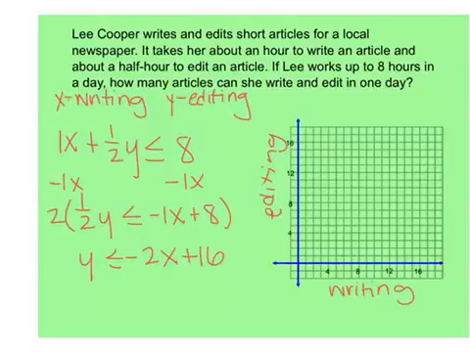So I can go ahead and graph that. I'm going to begin at 16. And -2, remember, I can always write that over 1. So that'll help me with my slope. It means I'm going to go down 2 over 1. And I'm going to do this over and over again until I can't go anymore. Because it's a less than or equal to, I have a solid line. And I'm going to shade below.